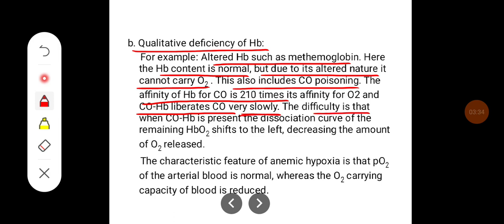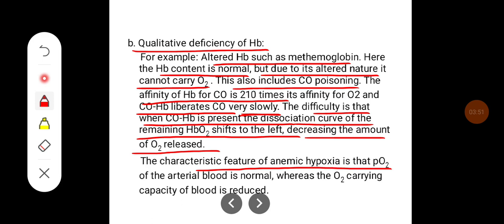The difficulty is that when carboxyhemoglobin is present, the dissociation curve of the remaining HbO2 shifts to the left, decreasing the amount of oxygen to be released. The characteristic feature of anemic hypoxia is that the partial pressure of oxygen of the arterial blood is normal, whereas the oxygen carrying capacity of the blood is reduced.